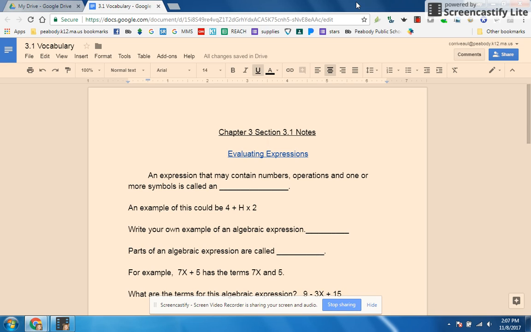So we're starting chapter 3, first section of this unit, and I thought I'd try something different. I'm going to have you follow along and do the notes as well as the practice problems afterwards. So make sure that you're filling them in as I'm going through this.